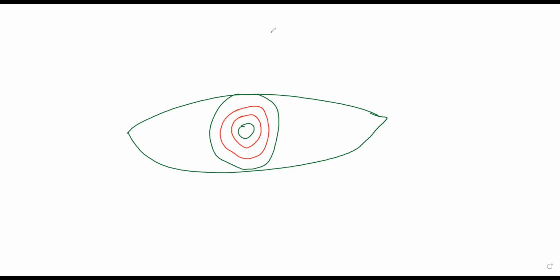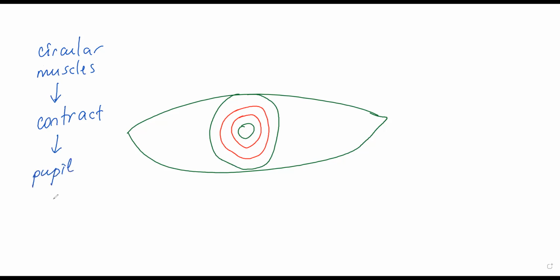So we have circular muscles. As I said, these are the second type of muscles in the iris. Circular muscles, when they contract, we will have the opposite action. So in this case, the pupil becomes smaller or becomes narrow. So it becomes smaller. This is happening when you are in a bright room, guys. When you are in a bright area.